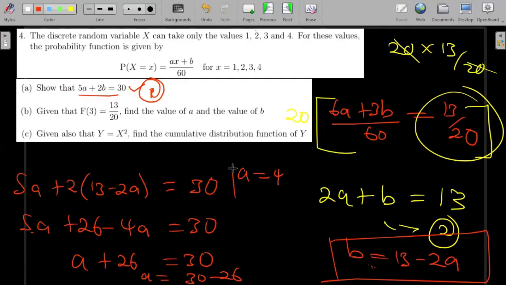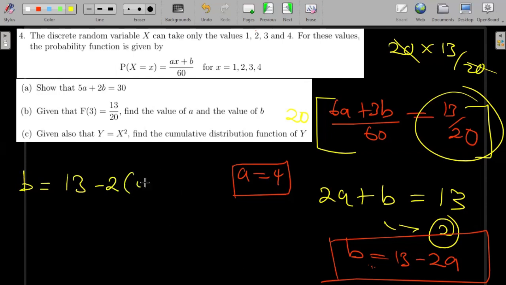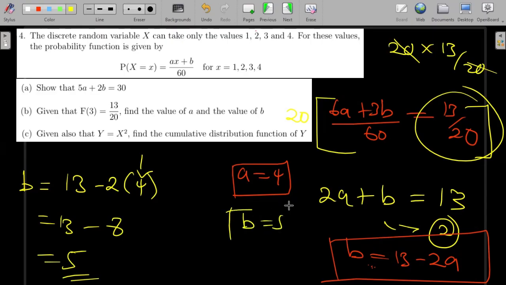All right, so I found my a to be 4. I can find my value of b as well. So my value of b, I just use that equation there. So it says b is equal to 13 minus 2 times 4, because the a is the 4 there. So this is 13 minus 8, so this will be 5. Okay, so it means the value of b will just be equal to 5. Right, so we found the value of b, we've found the value of a. Okay, let's move on and solve question C.